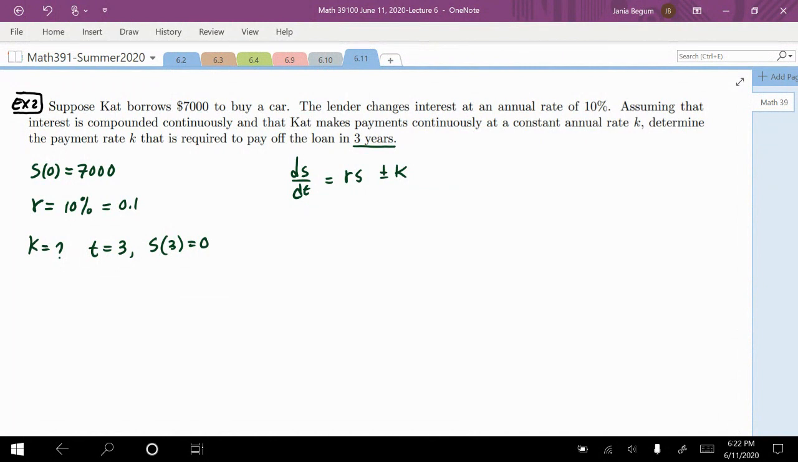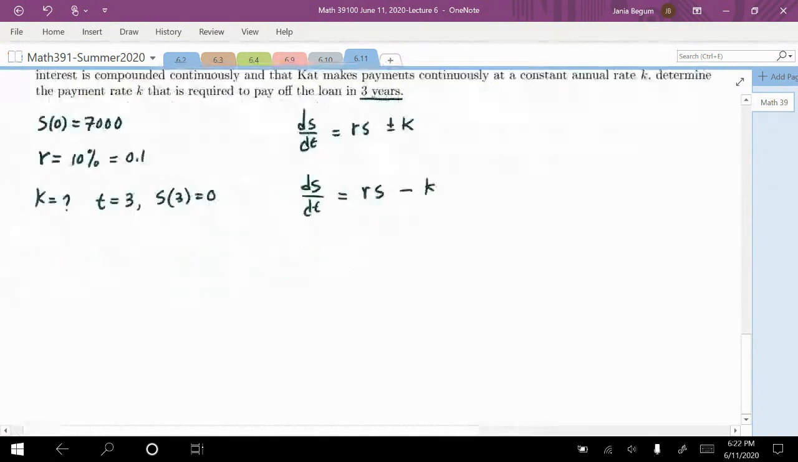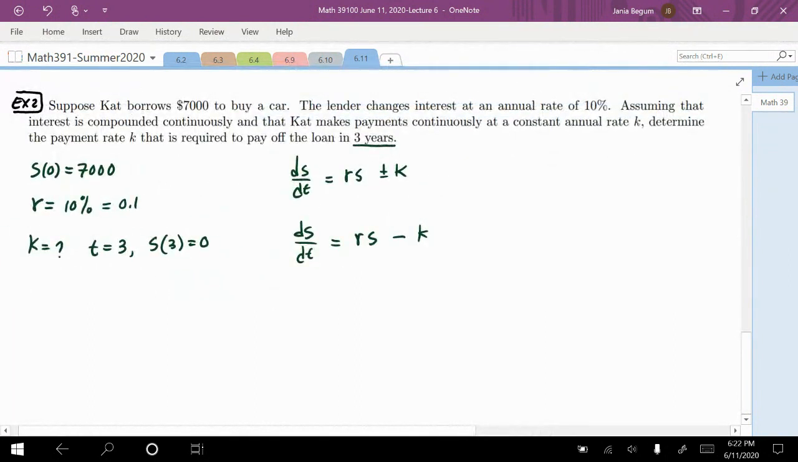Exactly. Perfect. So ds/dt is equal to r times s minus k, because you want to reduce the total amount, right? So you're paying off to someone, so it's a minus k. You're not earning. So thank you. So again, how to solve this differential equation? This is linear. You will be looking for an integrating factor, and you can finish that part.